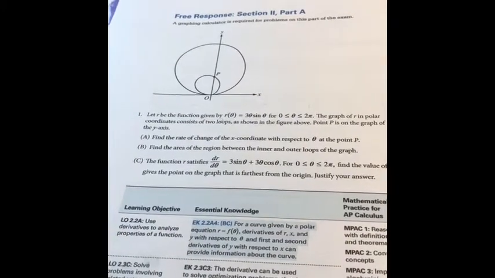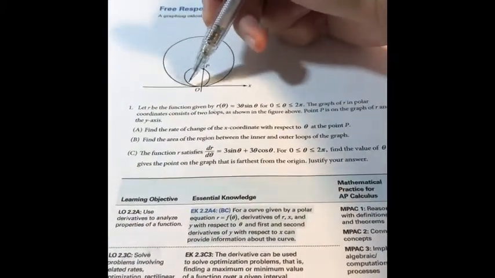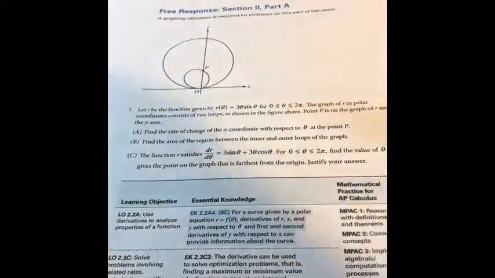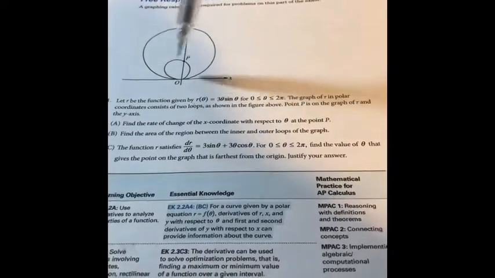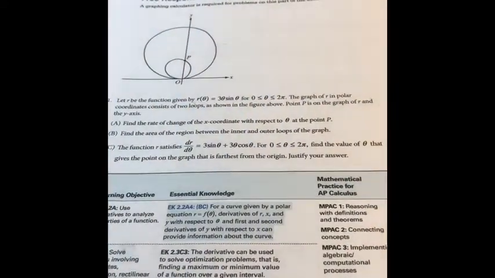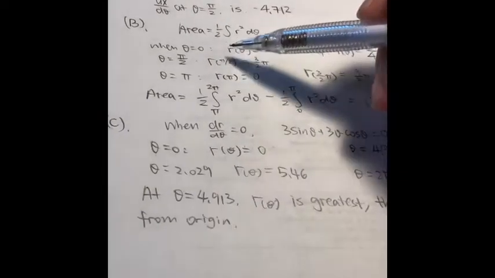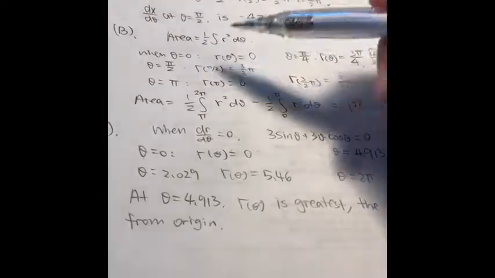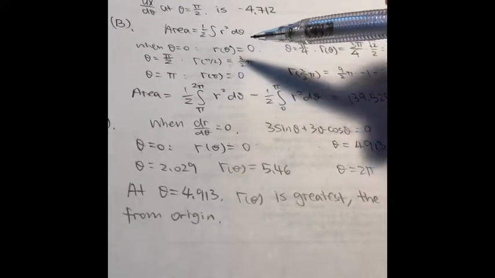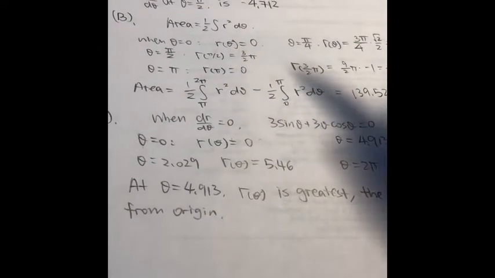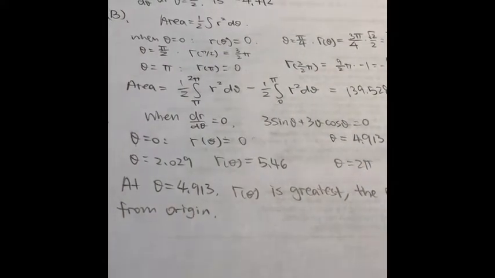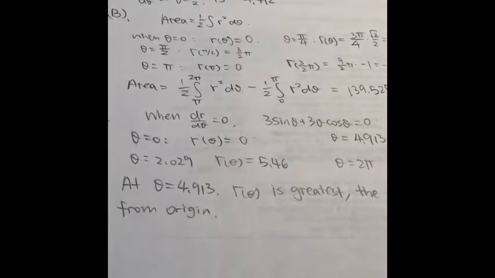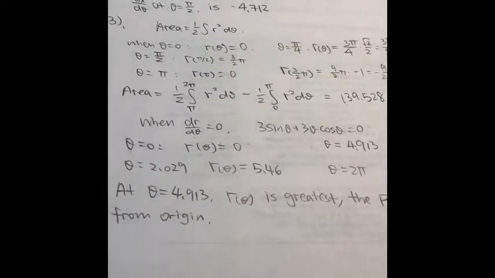And in part B, we want to find the area of the region between the inner and outer loops of the graph. So it is the area of the outer loop minus the area of the inner loop. Because we know the area in polar is 1/2 integral of r squared d theta, now we need to find from which theta to which theta is the inner loop and which is the outer loop.